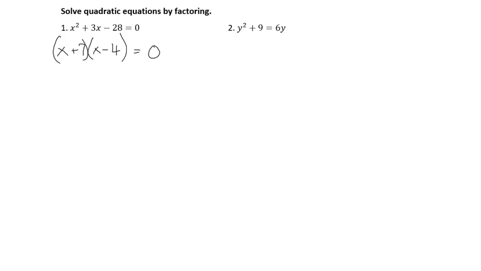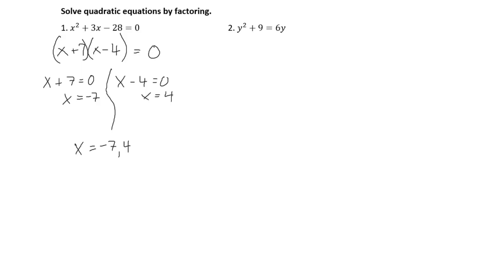Now we can apply the zero factor property, which says we can make this a equal to 0 and this b equal to 0. If either one of those equals 0, then the whole thing equals 0. Subtract 7 from both sides, we get x equals negative 7. Add 4 to both sides, we get x equals 4. And so we get our solution as negative 7 and 4.